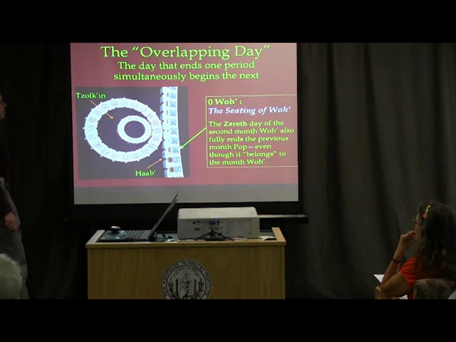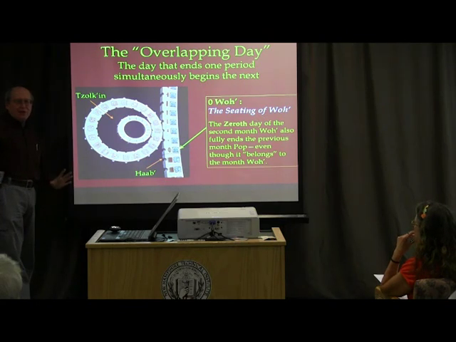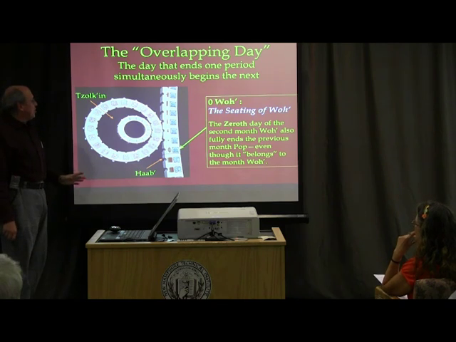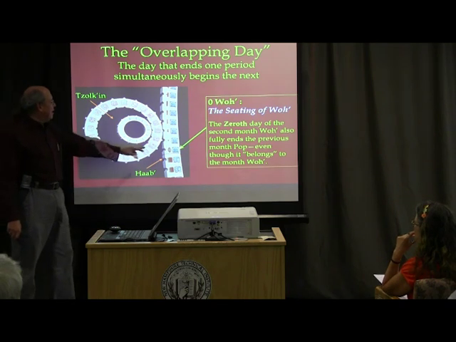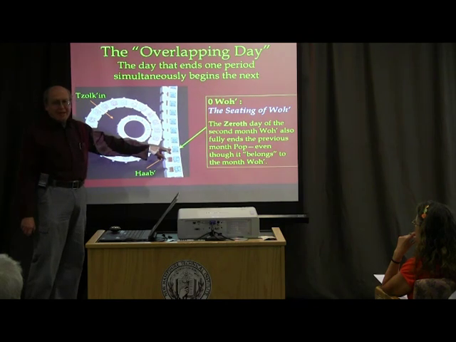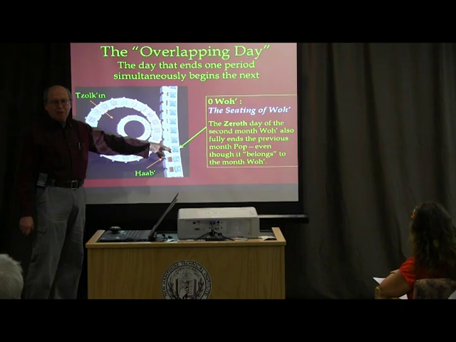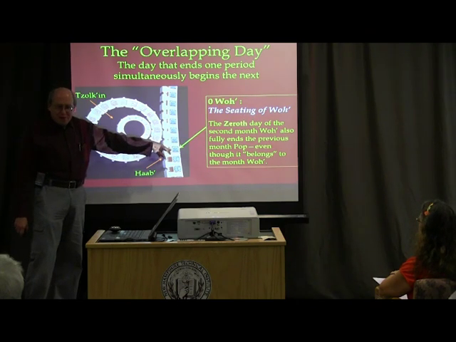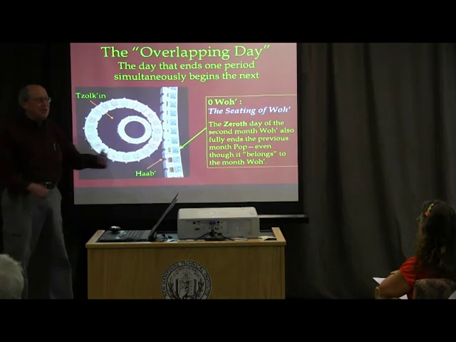Okay, so this is the overlapping day. Remember the integers are 0 to 19, not 1 to 20? So the 0th day of the second month signifies the end of the previous month whilst beginning the next one. That's why the 21st of December 2012 was both simultaneously a completion and a beginning. It completed a 400-year Baktun period. It initiated another 400-year Baktun period simultaneously.